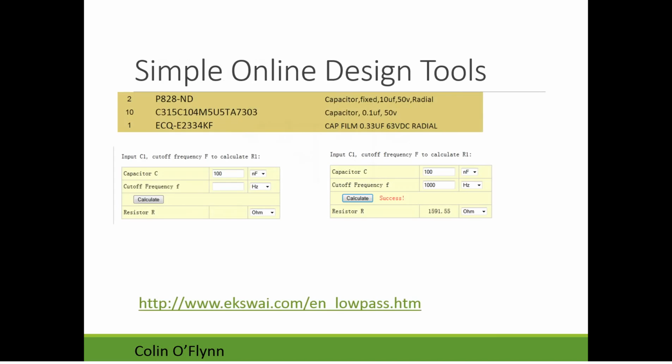If you want to design these, you can use online tools. I have a link here. I like this website. The trick is that you often only have a certain capacitor value. So you have this 100 nanofarad capacitor in your kit, and you say, well, I want to use 100 nanofarad. I have a 1 kilohertz cutoff I want. What's the resistor value? You can get pretty much any resistor value, so that's a lot easier to deal with. In this case, I said 1 kilohertz, and it gives me 1600 ohms.